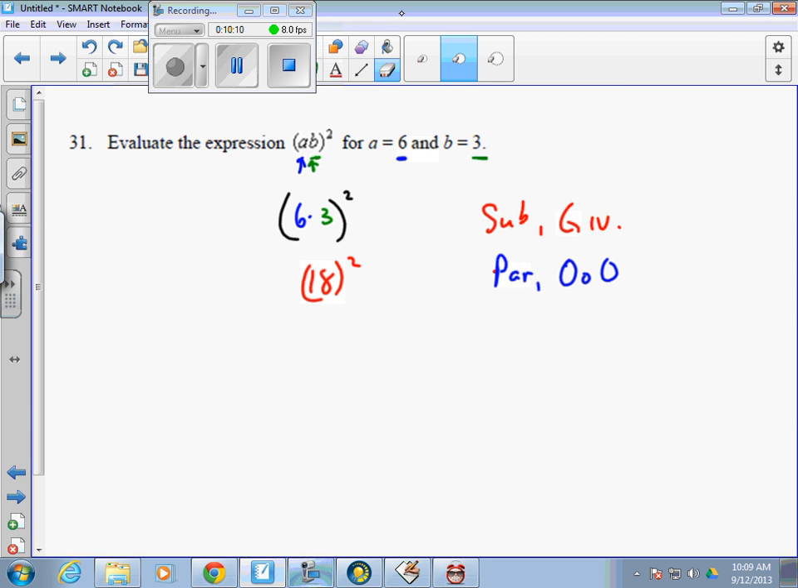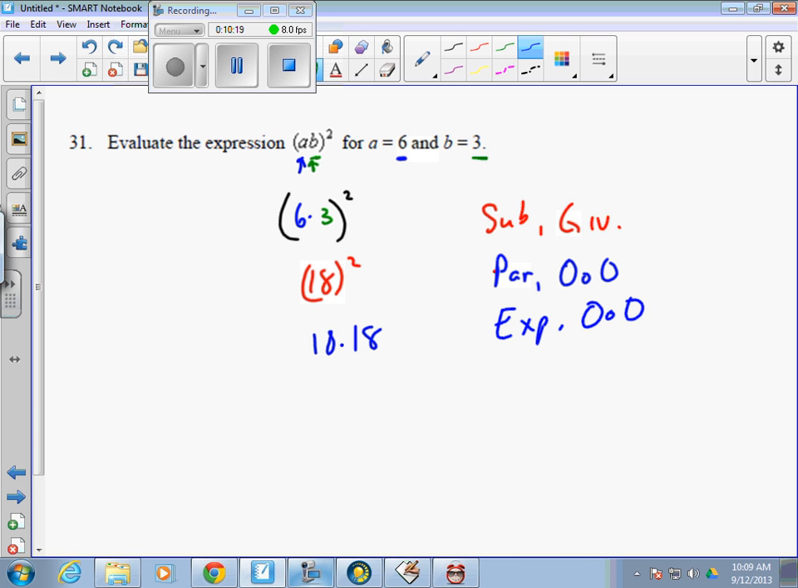So now we have 18 squared. That means 18 times 18. That's evaluating exponents because of order of operations. And 18 times 18 is 324.